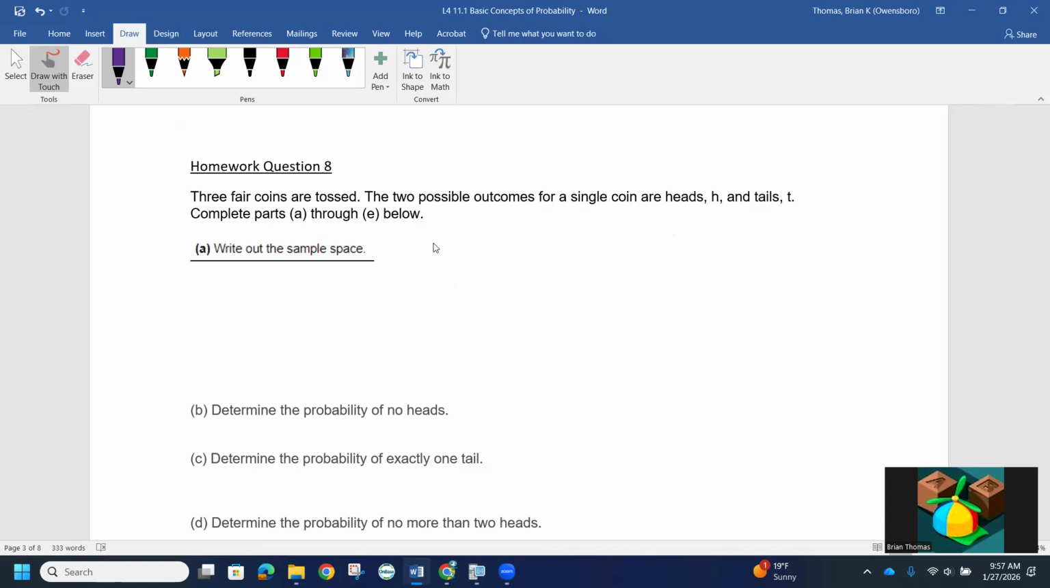If I flip it once, I have a choice of a head or a tail. But then we can create a tree diagram. I can flip it again and get a head or a tail. If I flip it again, I could get a head or a tail. Then if I flip it a third time, we could get a head or a tail. A tree diagram could be a good way to actually generate the sample space.